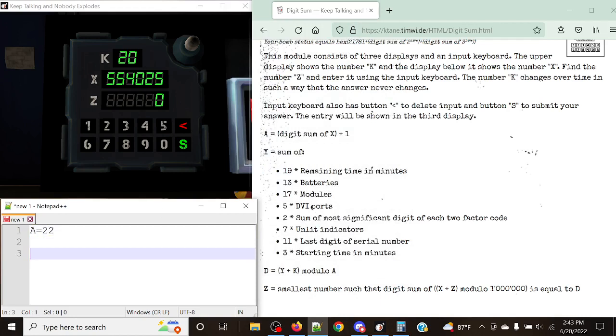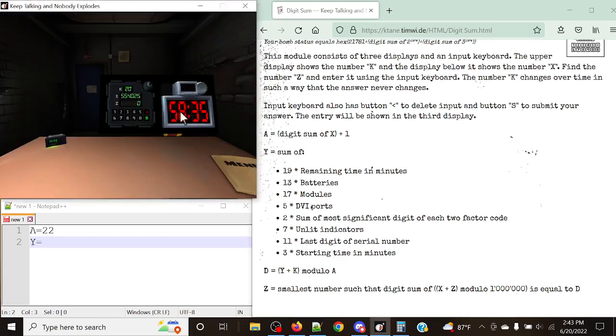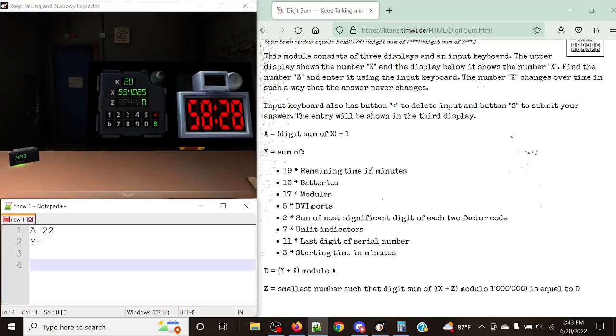Now, Yankee is going to be a bit interesting. Yankee wants you to take a look at a bunch of different stuff, including 19 times the remaining time in minutes. At this point, you want to note down k, at least one k, and do the 19 times the remaining number of minutes at that exact same time. So in this case, let's note down k is equal to 20. And let's say we have 58 minutes. So we're going to do 19 times 58. So just keep that in mind.